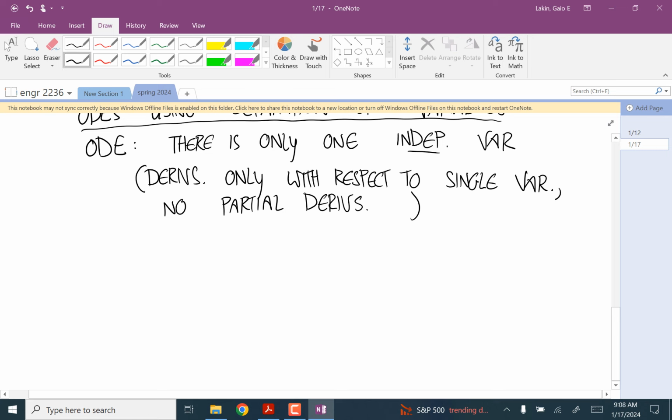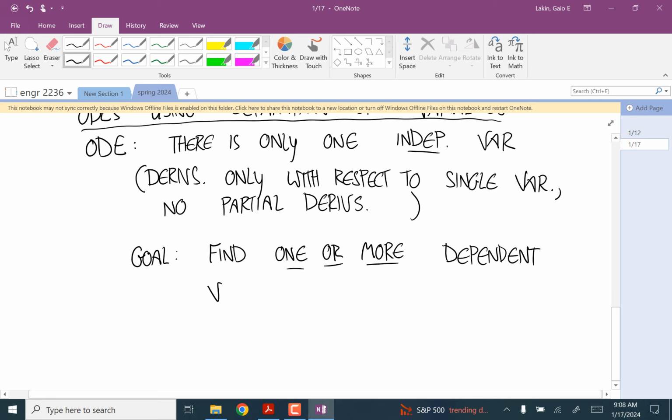And your goal for an ordinary differential equation is to find one or more dependent variables as a function of the single independent variable.